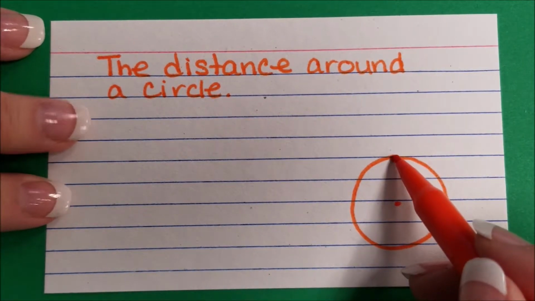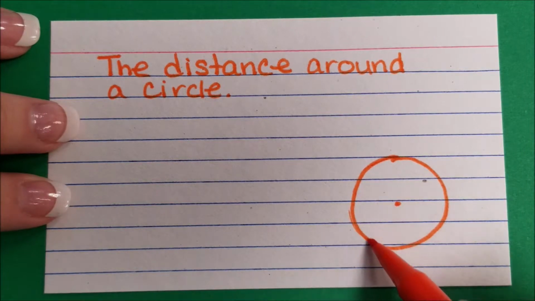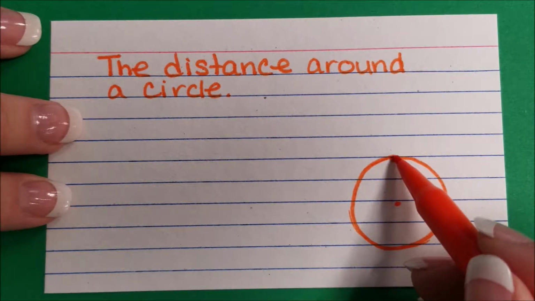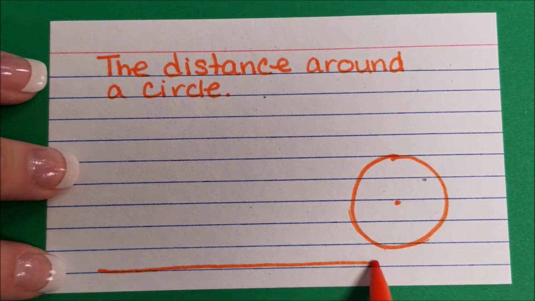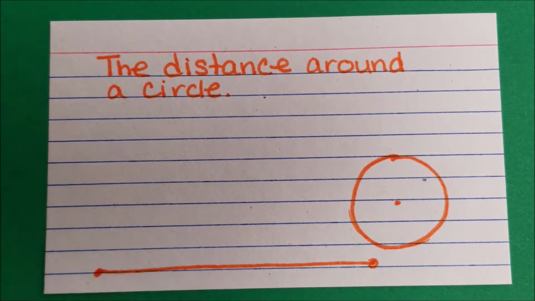So if I were to take a piece of string and lay it all around the edge of the circle and then straighten that all out, that would be the length or the distance that it takes to go all the way around the circle.